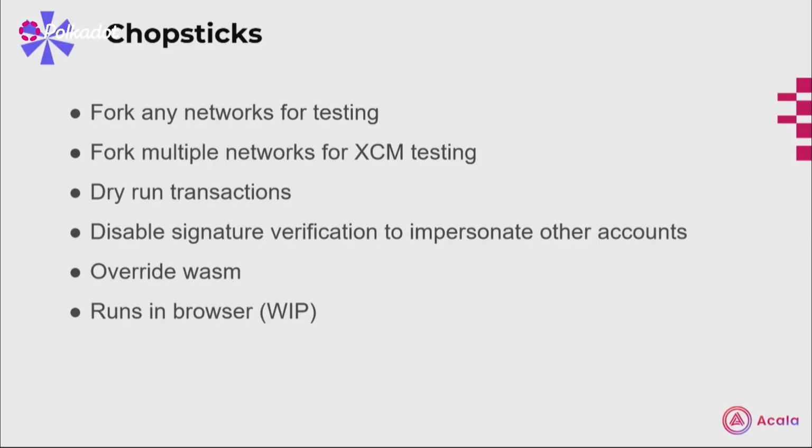Sometimes you want to debug. Some users say, hey, I want to do this, but it doesn't work. You try it, and it works for your account. So there's the ability to disable signature verification so that you can impersonate other users and submit transactions on other accounts' behalf to debug things. This is also super useful for front-end development, as well as overriding wasm, so you can try your new runtimes to see if that works. And the goal is that we want to make this run inside a browser.